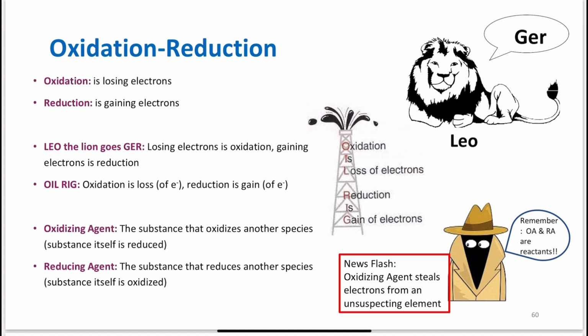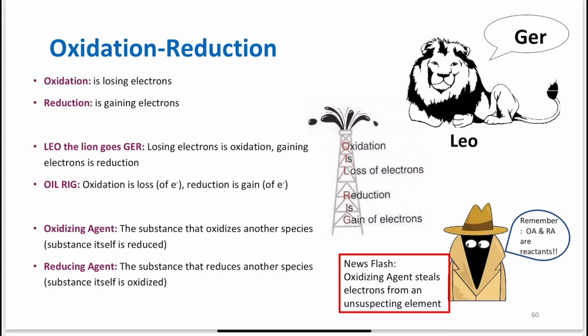Oxidizing agents are substances that oxidize another species. They do this by being reduced themselves. So it's like a real estate agent. A real estate agent is not going to sell themselves the house, they're going to sell it to you. Okay, so an oxidizing agent oxidizes another species. It causes a different species to lose electrons by gaining those electrons itself.